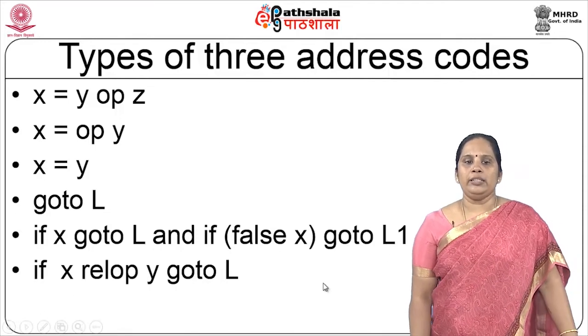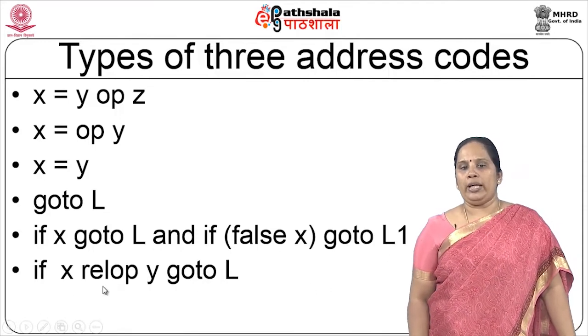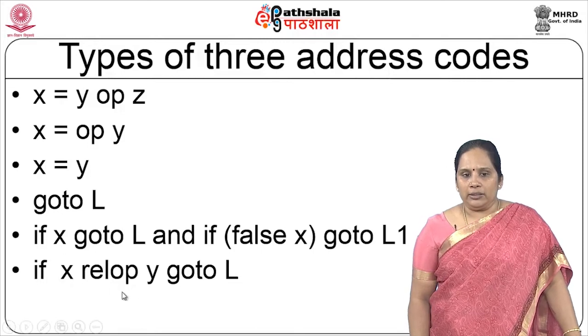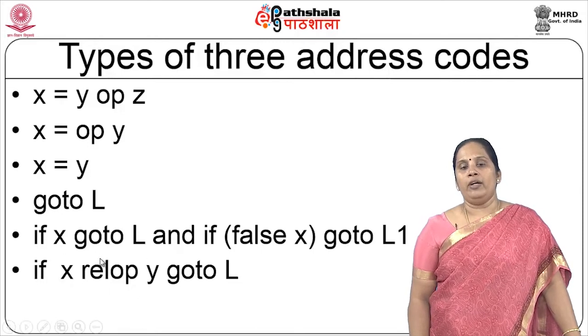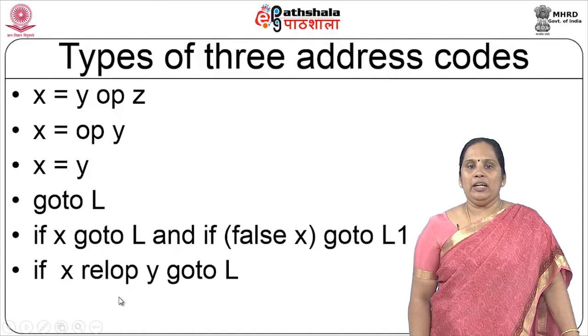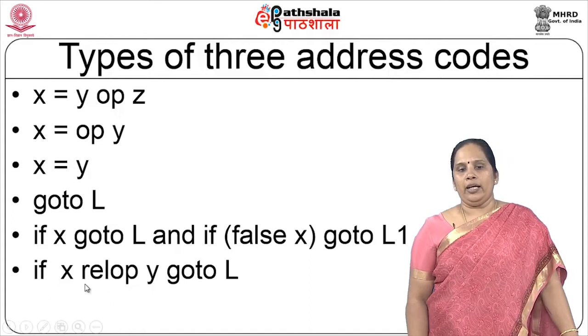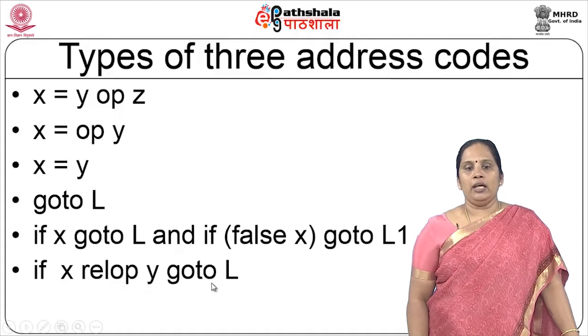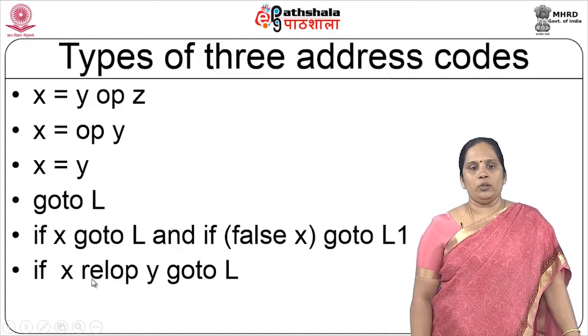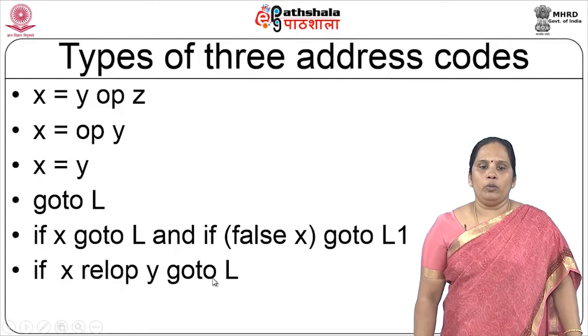And the next one is if X relop Y, go to L. So this conditional statement itself can be computed using a relational operator. So if X relop Y, meaning that again X and Y are 2 addresses and L is one more address. So I am computing that to branch to L.